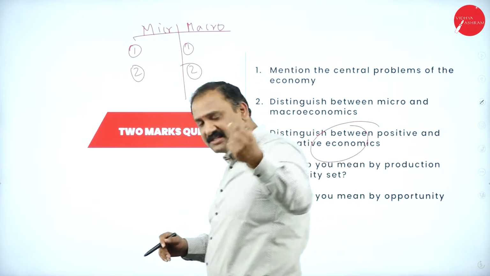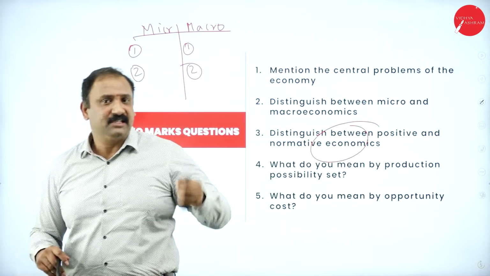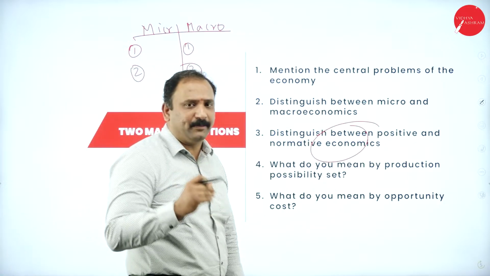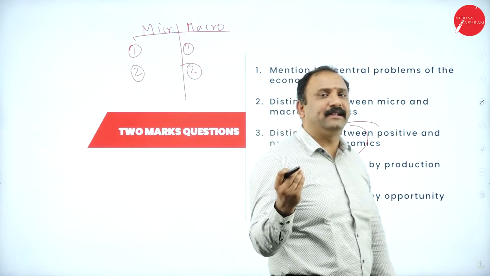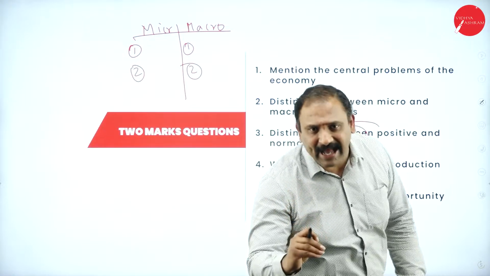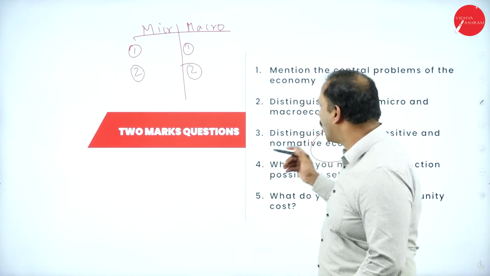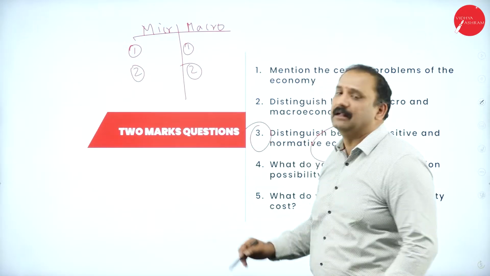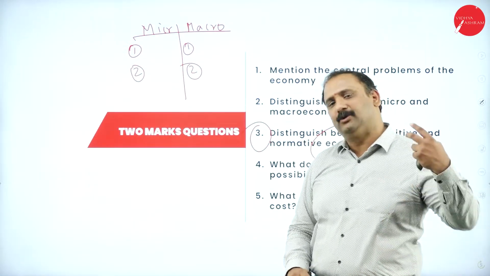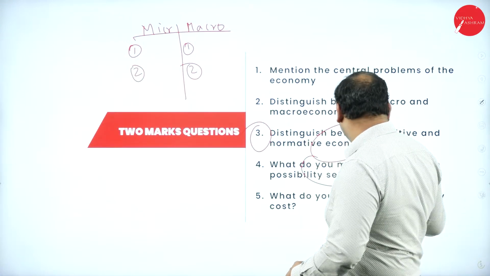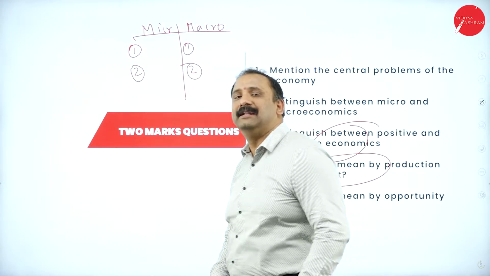Already we have discussed this answer in the 1-markers. Now when you write it, please elaborate the answer. Why? Because in a 2-marker, it is expected that you will write the answer with an example. That is very, very important for all of us so that you will be able to understand and take it forward in terms of scoring your marks. Followed by what do you mean by production possibility set?